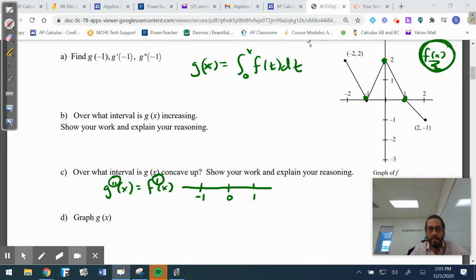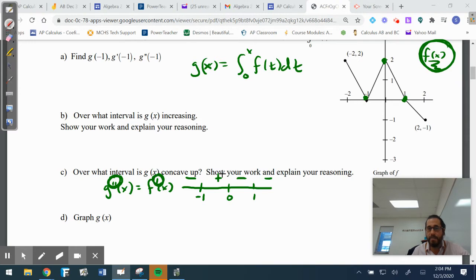And then remember, this prime means the slopes. The slopes are negative, then positive, then negative, then negative. So I actually have points of inflection at -1 and 0, right? 1 is not a point of inflection because the second derivative does not change signs.